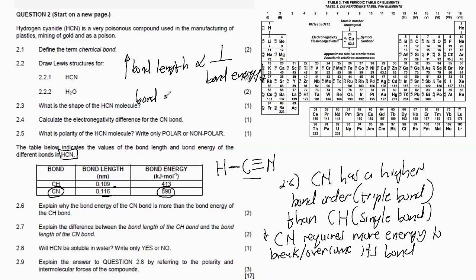So remember, the relationship between bond order and bond energy is directly proportional. So the greater the bond order, the greater the bond energy. So with the triple bond, we're expecting that the energy required to overcome those bonds will be higher, right? So I hope that makes sense. Again, it all boils down to those relationships there.